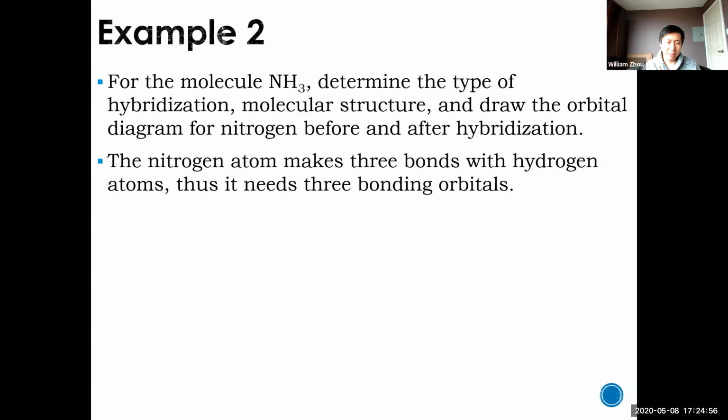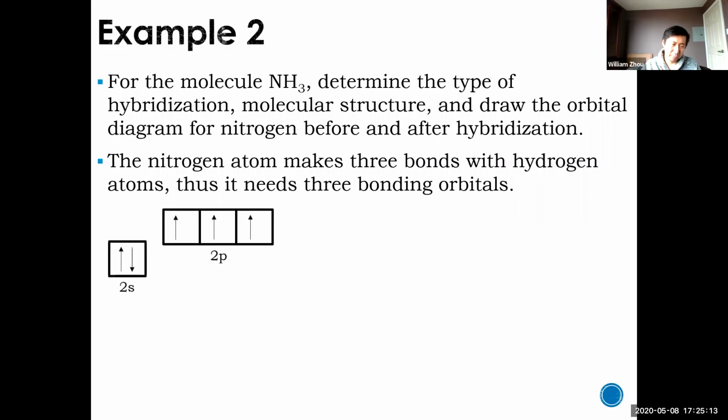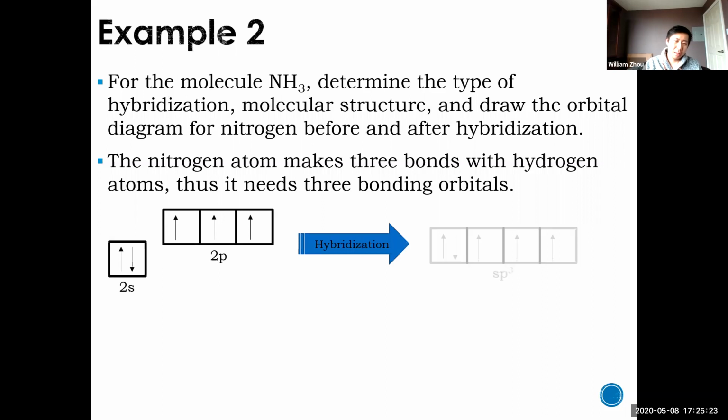All right, so you have to realize nitrogen makes 3 bonds with hydrogen. So therefore, it will still need 3 bonding orbitals. That doesn't change from the previous example, but also there's a lone pair. So that's the configuration for nitrogen. How would you hybridize this? You don't really need to promote that electron. So all you have to do is hybridize all of them because the lone pair also takes up space. The lone pair also needs to be in the electron configuration in the final structure.